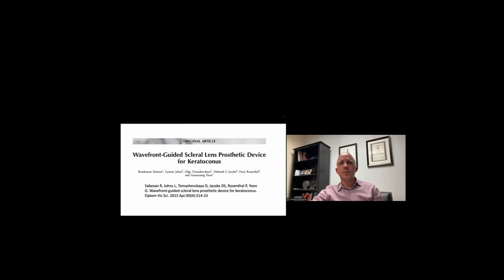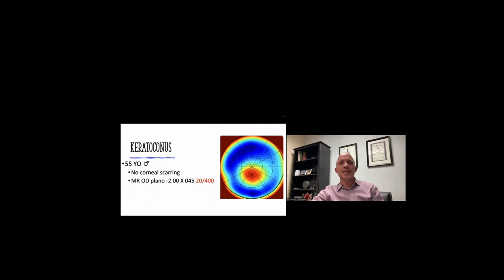If you want to learn more about this, there are many papers that are now published on aberration control contact lenses, including even soft contact lenses. But this is the paper that I always go back to and that I probably learned the most from. This is an OVS article about a wavefront guided scleral lens prosthetic device for keratoconus. So I encourage you to look that up if you really want to learn more in detail.